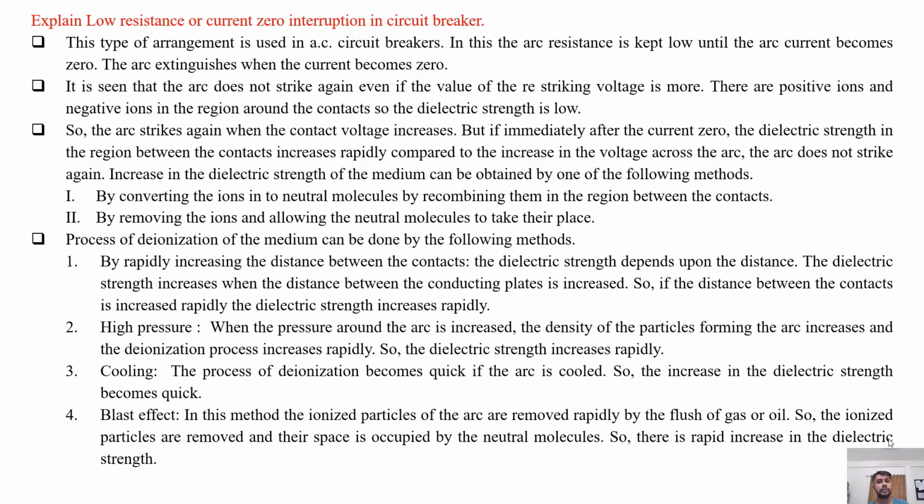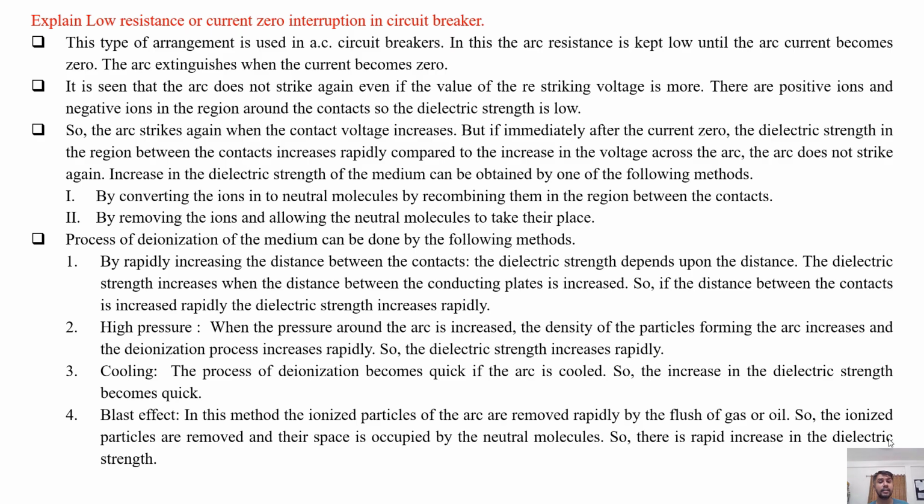Increase in dielectric strength of the medium can be done by two different methods. One is by converting the ions into the neutral molecules to take their place, and this can be done with the help of the recombination of the molecules or the ions in the region between the contacts. Second method is by removing the ions and allowing the neutral molecules to take their place. So we are allowing the neutral molecules to take the place of the ions. Now the process of deionization of the medium can be done by the following methods.